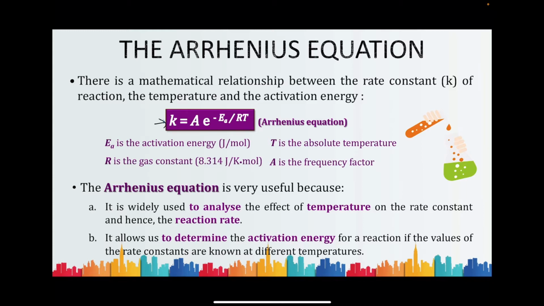So we continue with the Arrhenius equation. The Arrhenius equation is the mathematical relationship between the rate constant, the temperature and the activation energy. This is the Arrhenius equation: k = A e^(-Ea/RT), where Ea is the activation energy, T is the temperature, R is the gas constant, which we use as 8.314 joule per kelvin per mole, and A is the frequency factor.